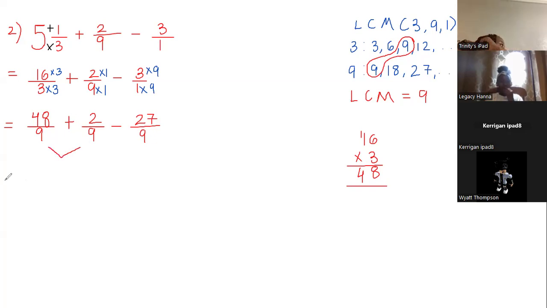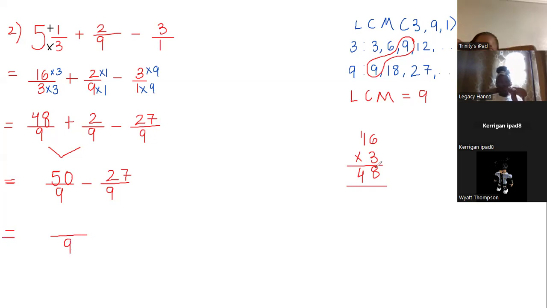All right, next up, it's going to be equal to 48 over 9 plus 2 over 9. That's going to be 50 over 9. Very good. Minus 27 over 9. So now, class, do we subtract the denominators or the numerators? The numerators. Very good. Always keep the denominator the same. So it's going to be over 9.